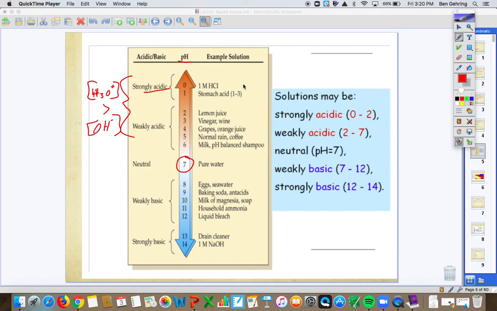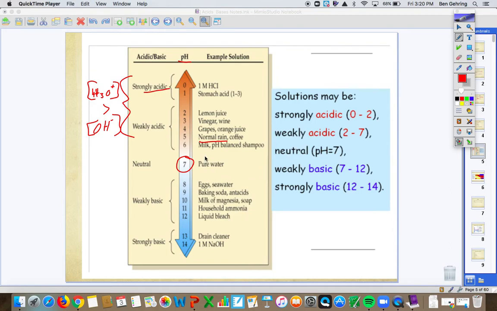And some common examples. Stomach acid has a pH of between 1 and 3. Lemon juice, obviously, lemons have acids in them, which is the citric acid. We have vinegar, which is acetic acid. Wine is slightly acidic. Grapes, orange juice. Our normal rain is actually slightly acidic. Normal rain doesn't have a pH of 7. It's got different solutes in it, and it's got a pH of less than 7, so it's slightly acidic. Milk is up there, same with pH balanced shampoo and coffee.